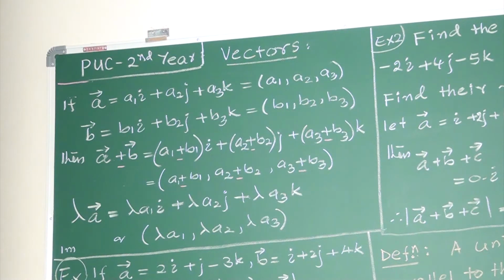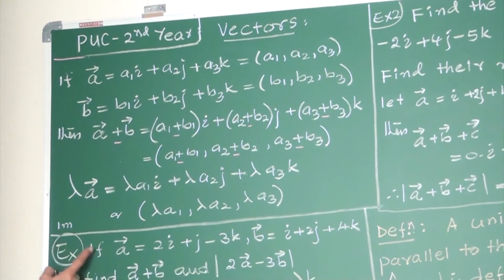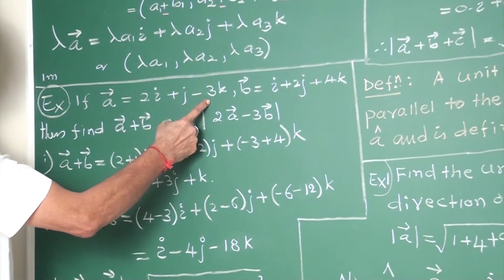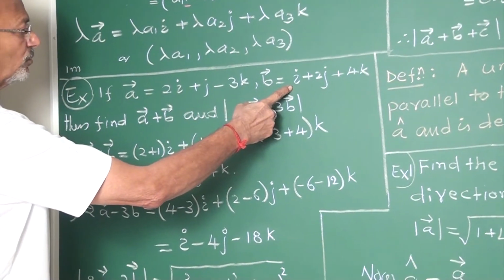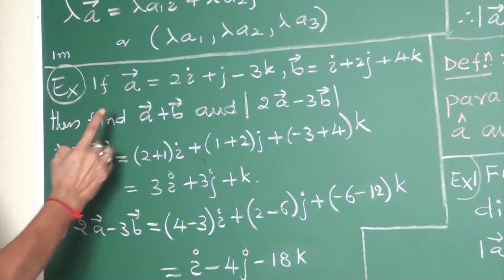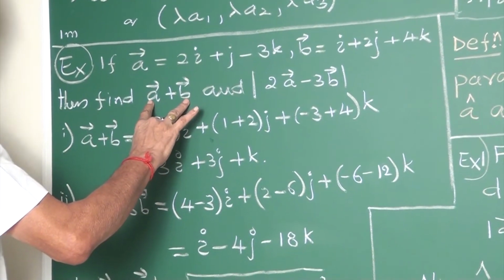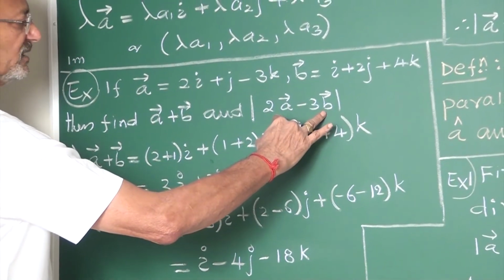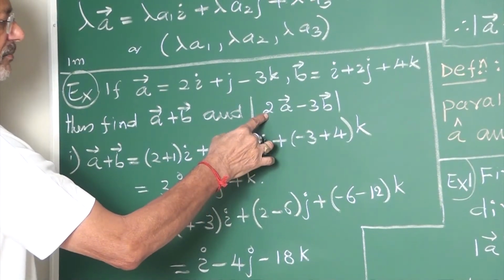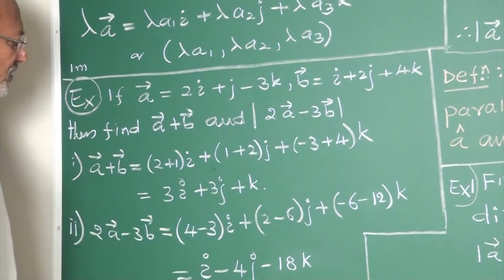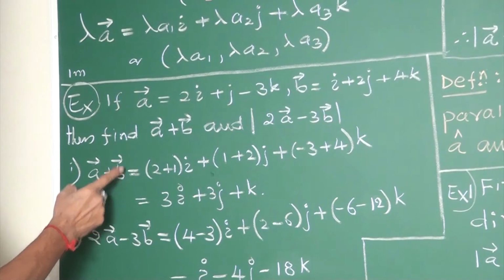See, these are 1 mark questions. If vector A equal to 2i plus j minus 3k, vector B equal to i plus 2j plus 4k, then find the sum of the vectors A plus B. Second is the magnitude of 2A minus 3B. You have to multiply the vector A by 2, vector B by 3 and take the difference. You wanted its magnitude. Yes, my friends. A plus B.